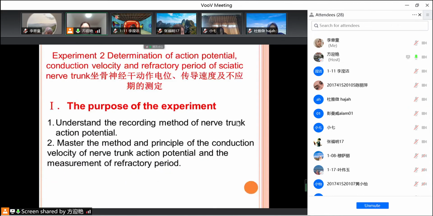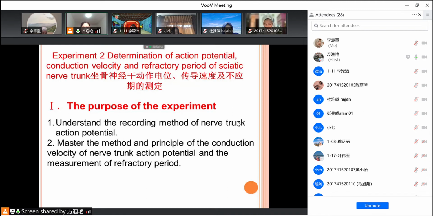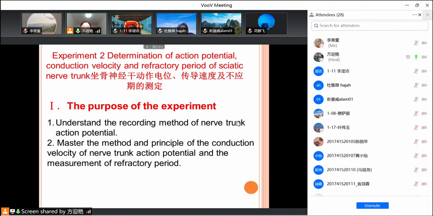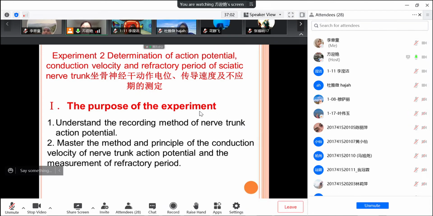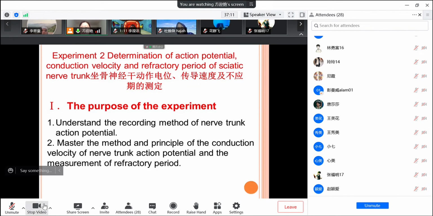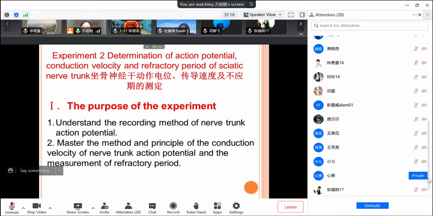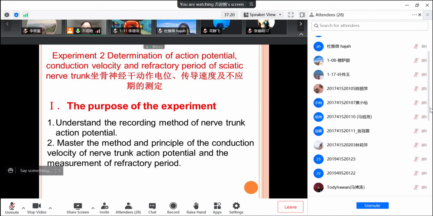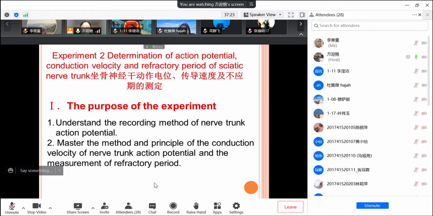This class we will start experiment 2, determination of the action potential, the conduction velocity and the refractory period of the sciatic nerve tract. The sciatic nerve tract is a bundle of thick nerve fibers, and we make it from the frog or the toad.